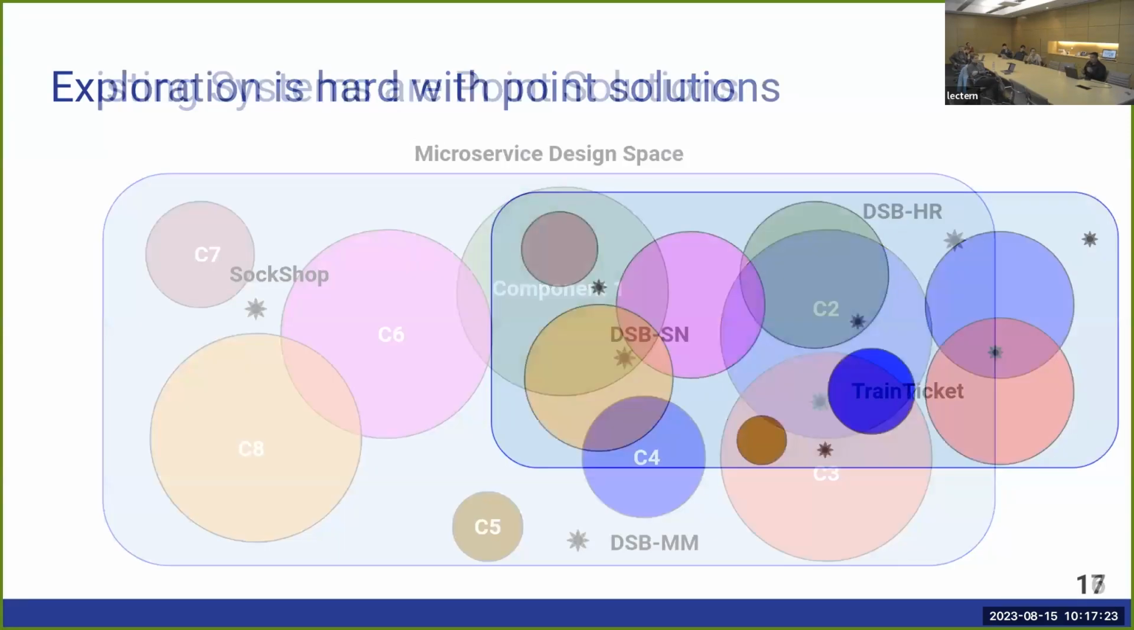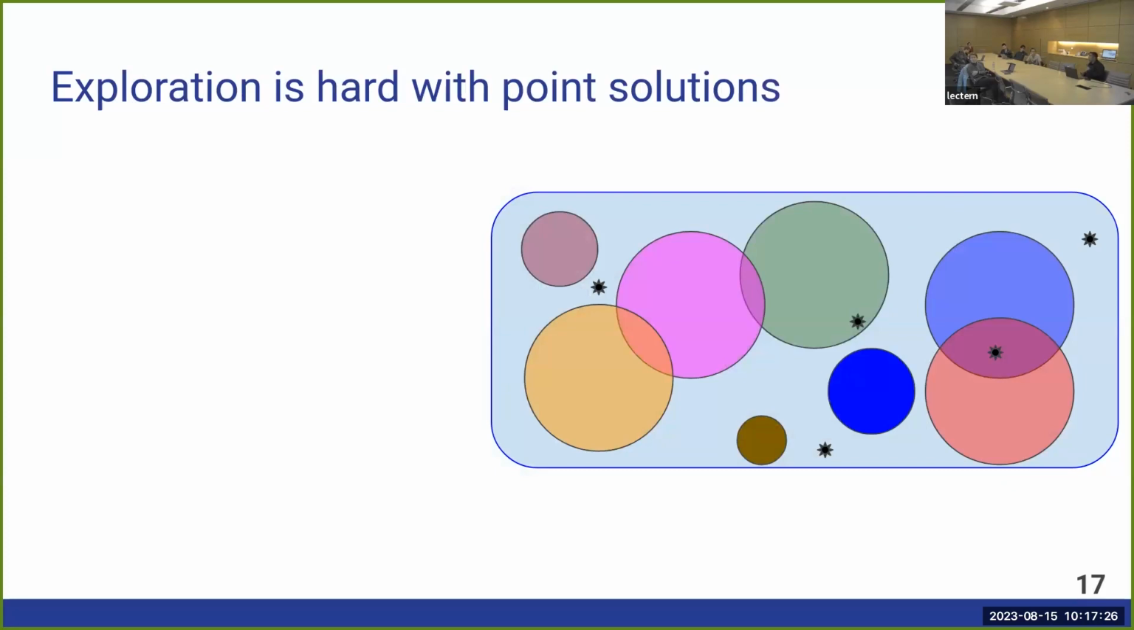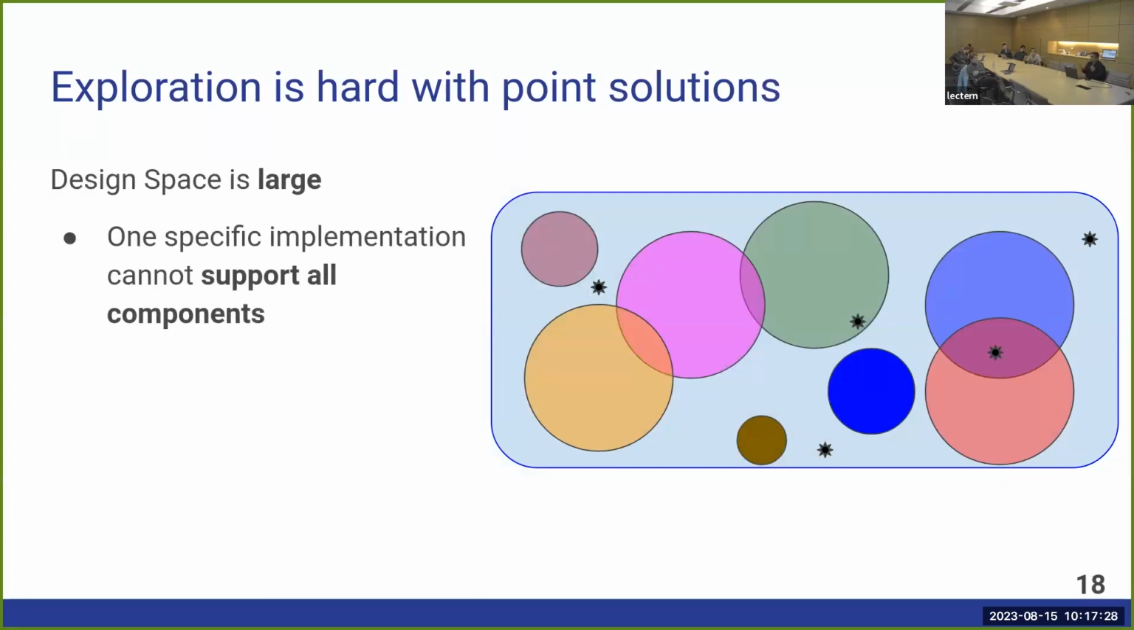The issue with point solutions is that exploration becomes hard. First, the design space is just too large. One specific implementation of an application cannot support all components, because you cannot at the same time have an application communicating in gRPC as well as in Thrift. Why would you do that? That's one of the reasons why you cannot have an application support everything in the world, so you need multiple variants of the application with things swapped out.